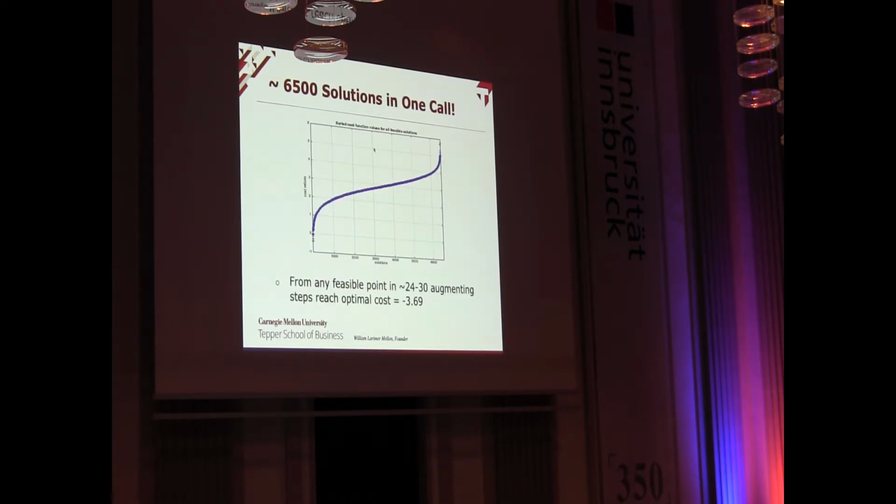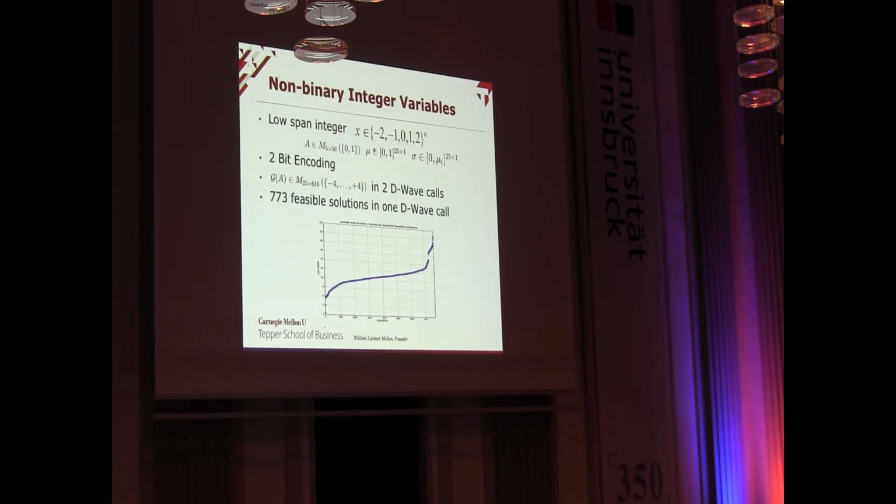So this is, as I told you, when we solve the problem AX equal to B, we want to find the feasible solution. We end up with many feasible solutions. In this case, we have 6,500 feasible solutions in one call of the D-Wave. And as you can see, even the minimum solution is around -0.5, but the global solution is -3.69. It means that from any of these feasible solutions, when you start, you end up at this global solution in some limited number of iterations.